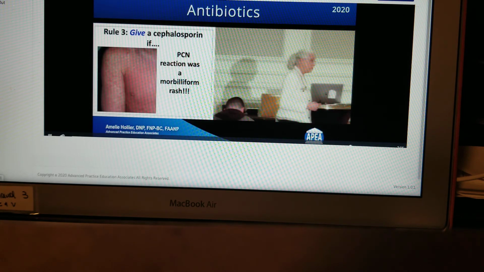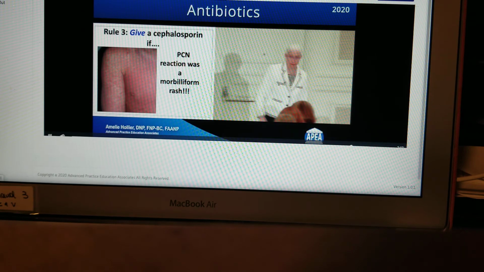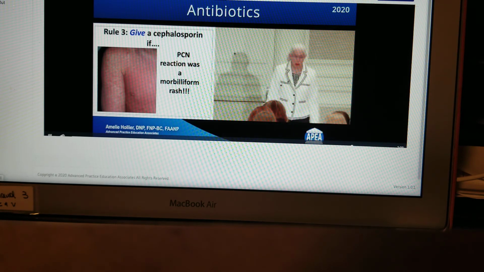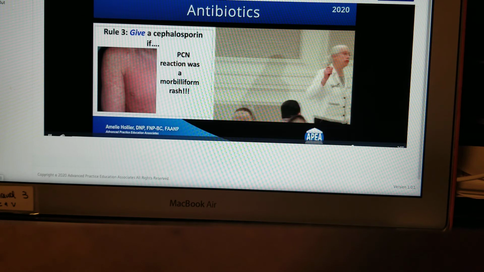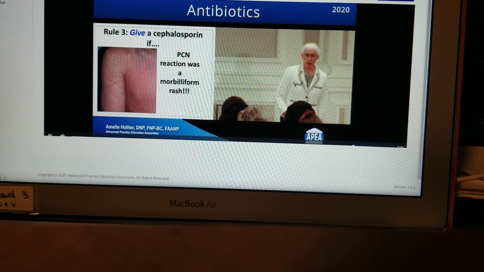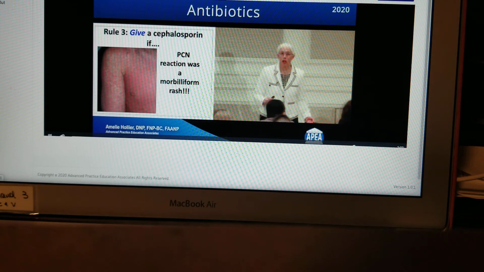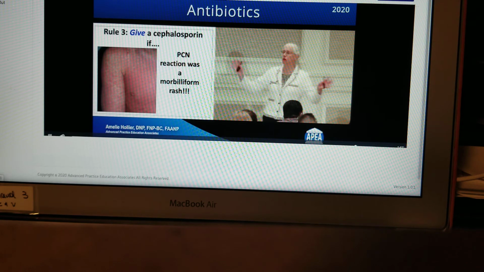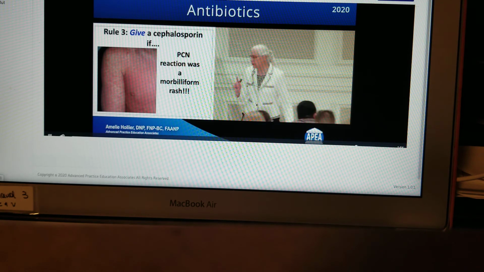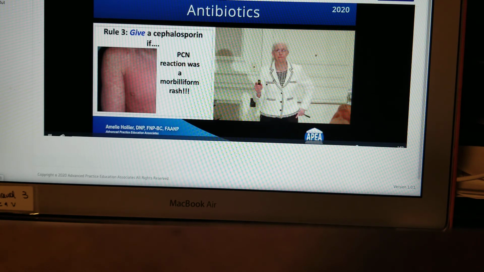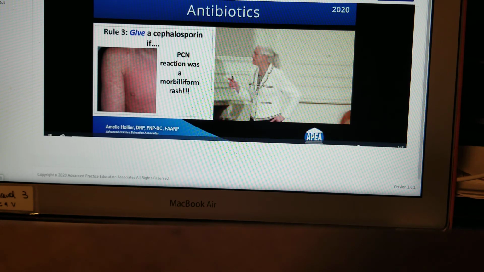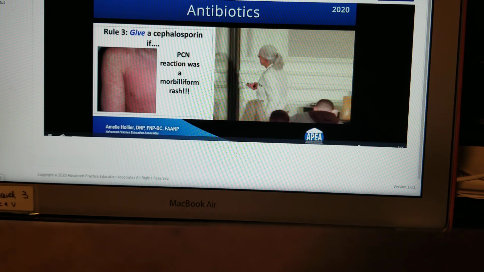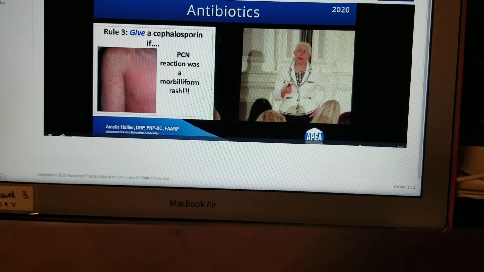Now, the rule you're going to use most often is rule number 3. Rule number 3 says we want you to give a cephalosporin if the reaction to penicillin was a morbilliform rash. What in the world is a morbilliform rash? A morbilliform rash means it's not IgE mediated, and it doesn't worsen with repeated exposure.